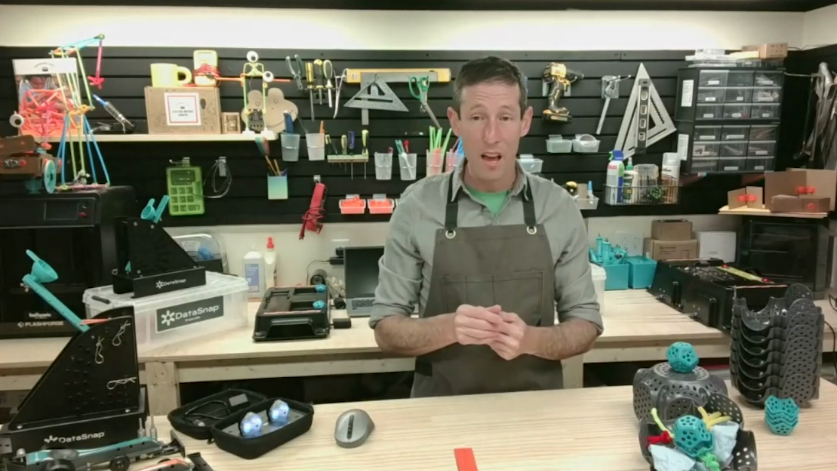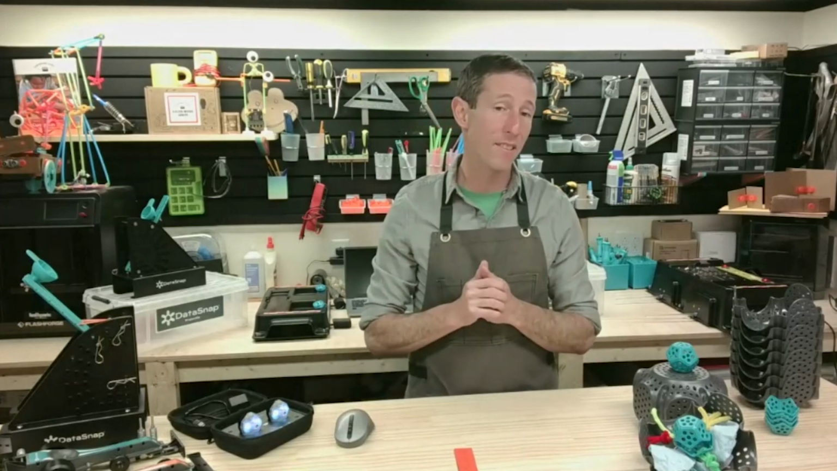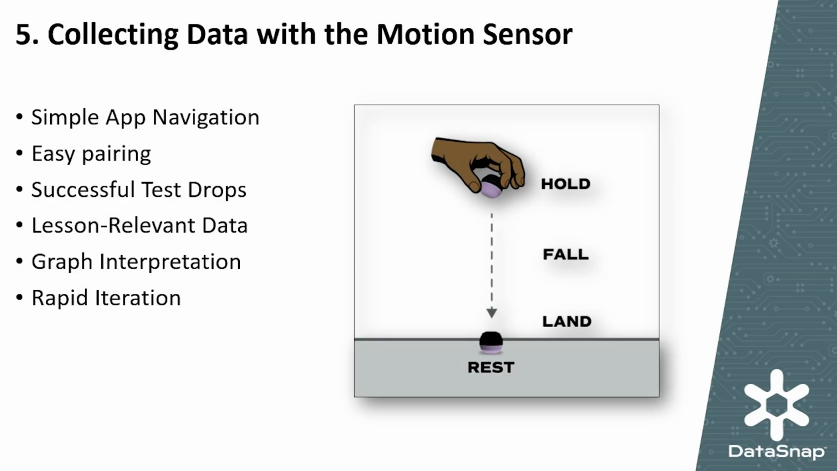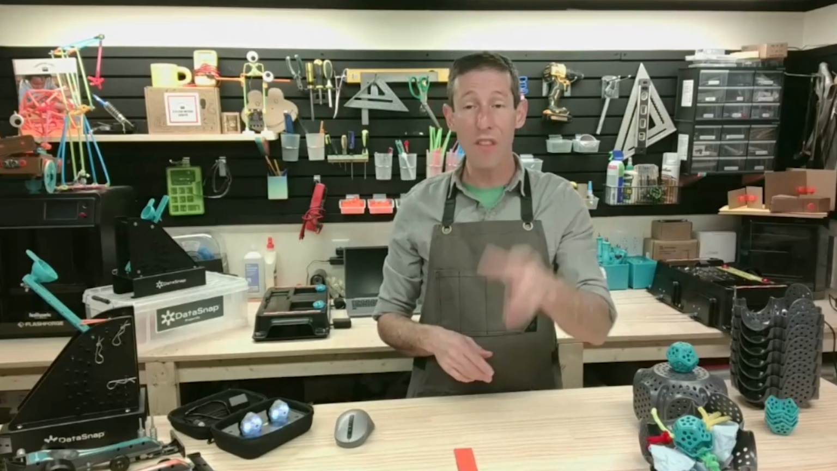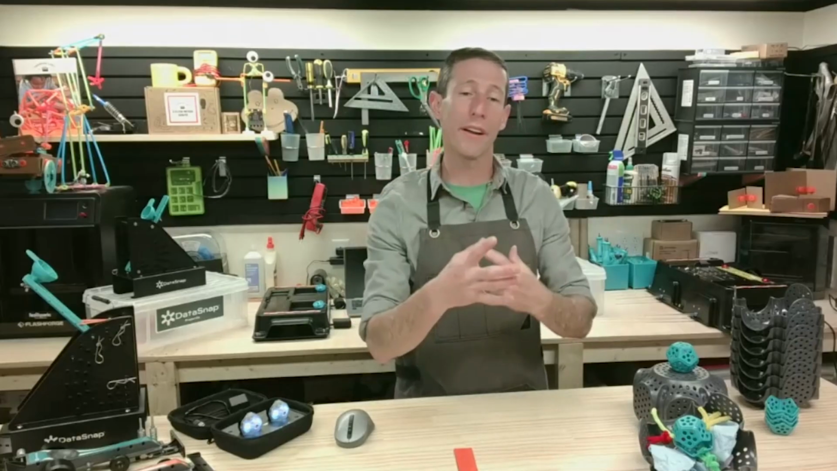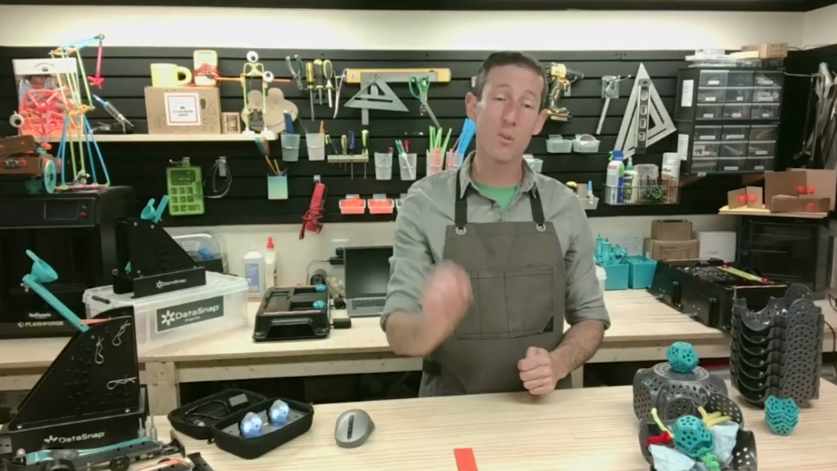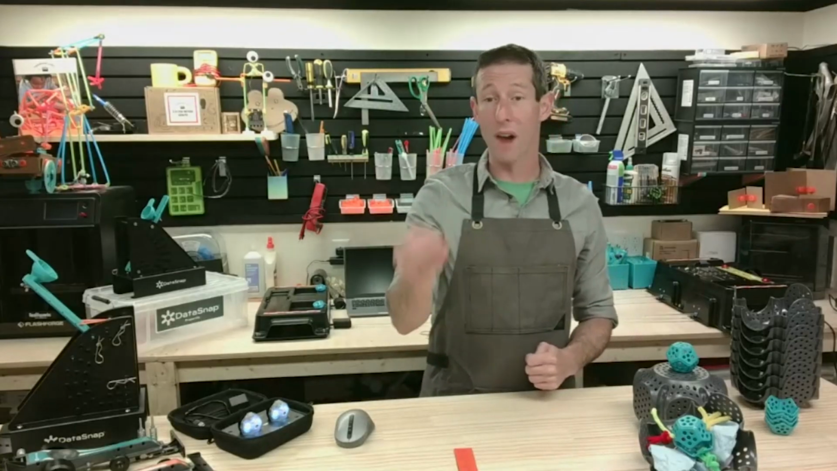All right, now let's dive into what it looks like to actually collect data. I'm going to switch the screen up in a second, and what I want you to pay attention to are these things. One, how simple the app navigation is. We made this truly student-facing. Two, how easy it is to pair my device to the sensor. Three, what it takes to conduct a successful test. Then what it looks like in the app to get lesson-relevant data, and how that app sets us up to build graph interpretation skills for our students. And then I want you to think about how this whole experience truly lets students experience this real-world idea of rapid iteration.